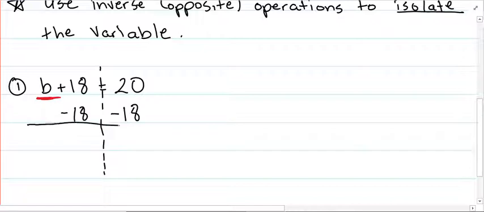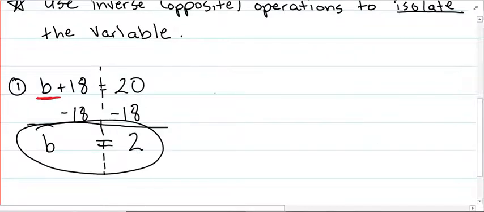And I'm drawing a line right here to show that this is my line for where I'm adding and subtracting things. So there's nothing being added or subtracted with this B here. So I'm just going to write B below this line. Positive 18 minus 18 is 0. I don't have to write equals 0 or plus 0 right there. I'm just going to write the equal sign. And 20 minus 18 is 2. So my final answer is B equals 2. Let's try it with another problem.